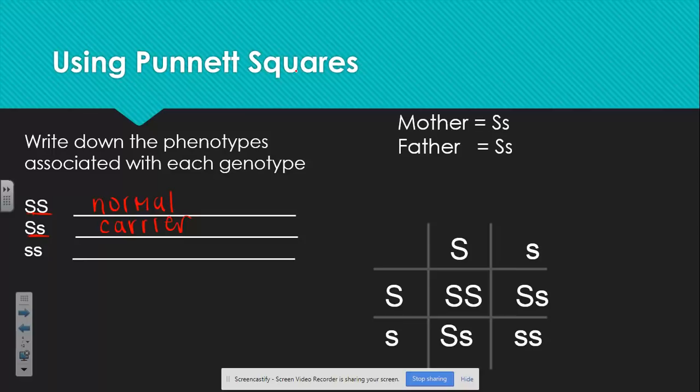Then we have someone who's homozygous, homo meaning same, recessive, because it's the lowercase s, and the phenotype for this one would be sickle cell disease or sickle cell anemia. We use those two interchangeably. It's just important that you know that having anemia is not the same thing as having sickle cell anemia. Sickle cell anemia refers to having mutated hemoglobin cells, whereas somebody who's anemic means that they have a low red blood cell count.